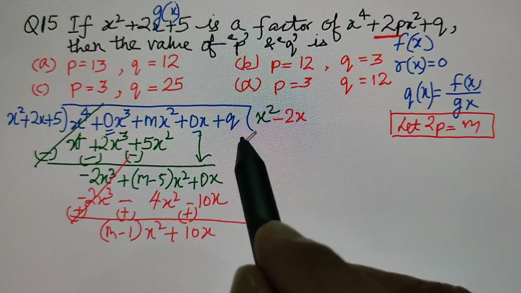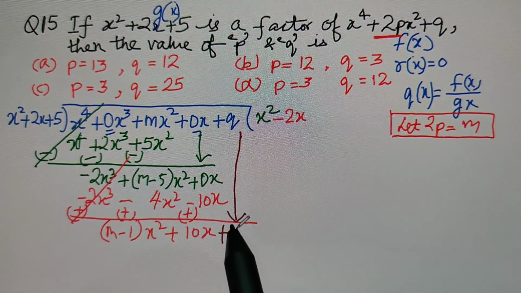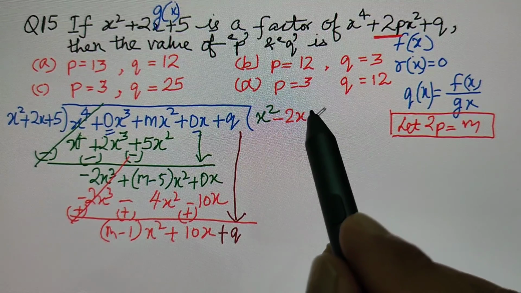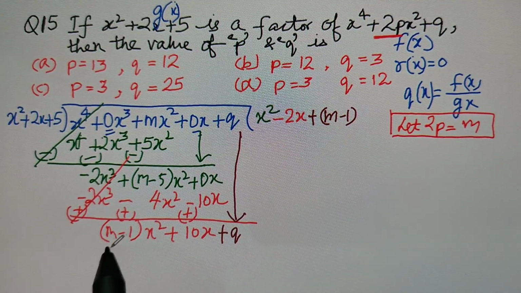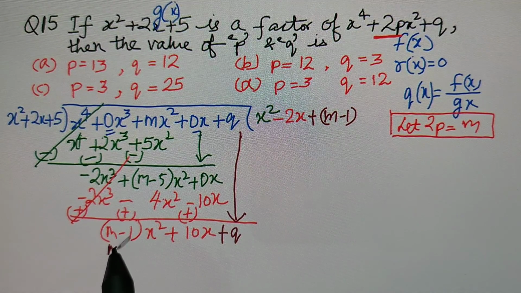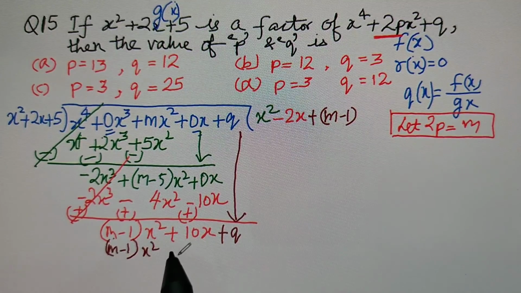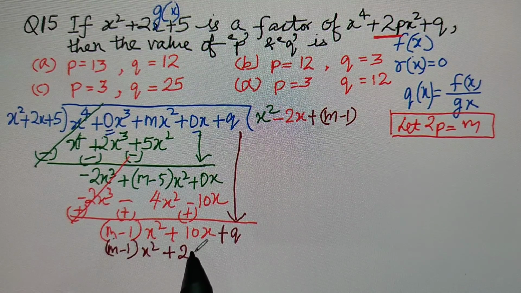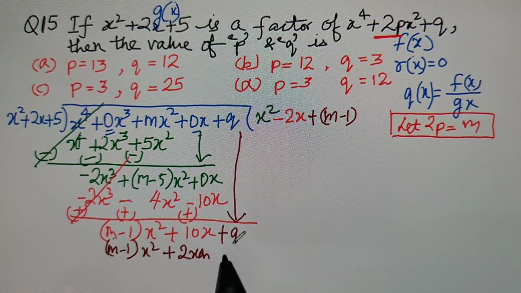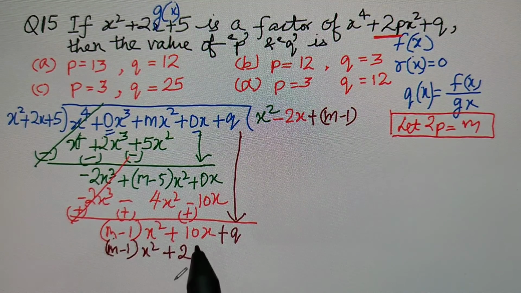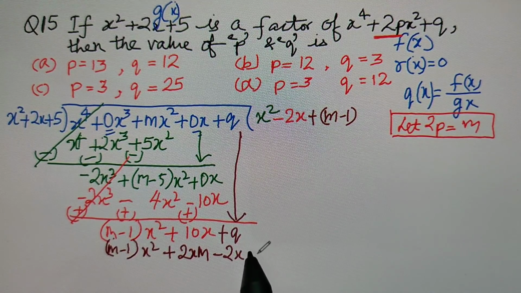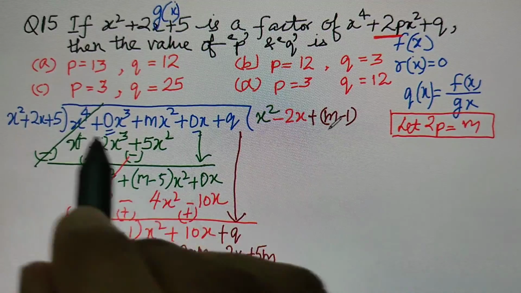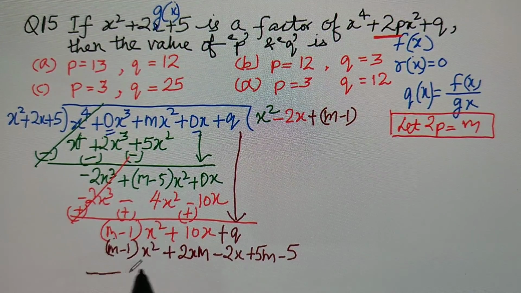The next term, I'll shift q down, and the next term which I have to write here is m minus 1. Fine. So if I multiply this, I get m minus 1 x square, then I'm going to get plus 2xm minus 2x plus 5m minus 5. Great.